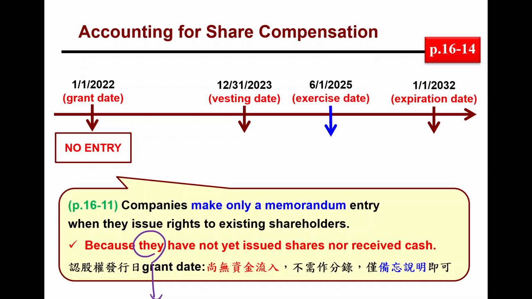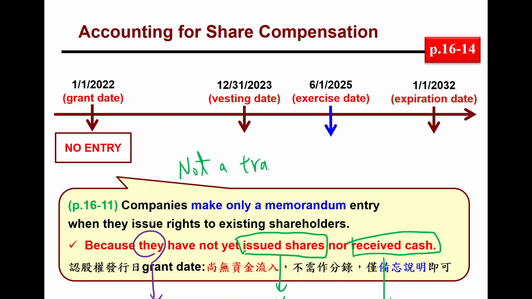Your company didn't really issue the shares, right? You didn't give your employees the shares, because they didn't really earn the shares. Also, they didn't earn the rights. Also, you didn't get any cash from employees. So it's not a transaction. Since it's not a transaction, you don't need to record anything.